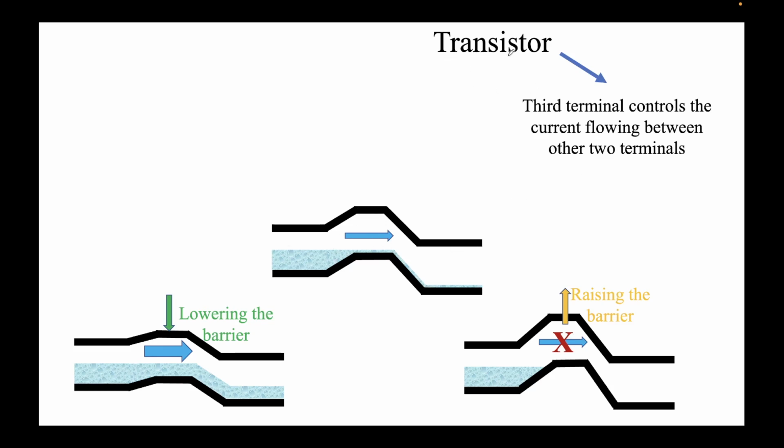Trans plus resistor makes transistor. And what do we mean by junction? By junction we refer to the PN junctions, which are just like your typical diodes.